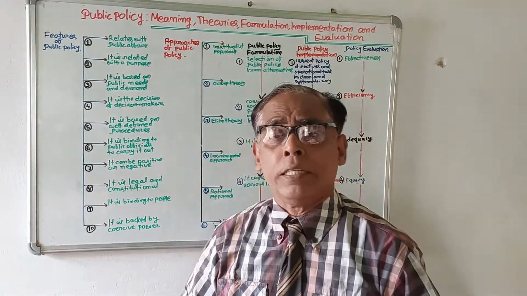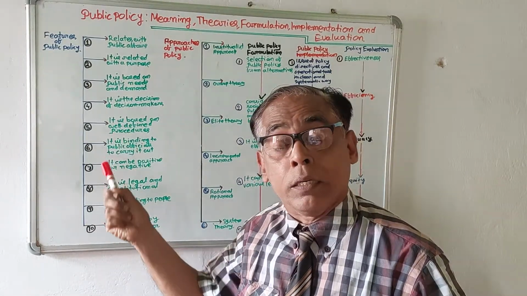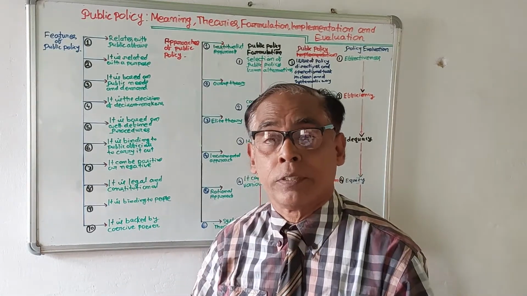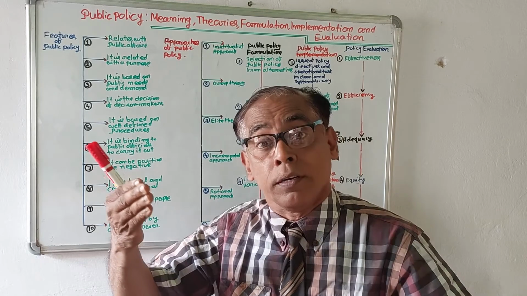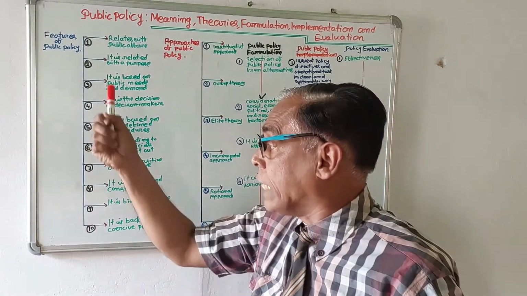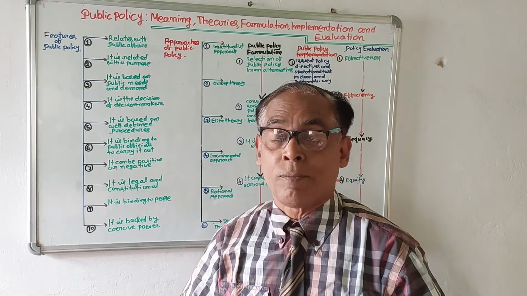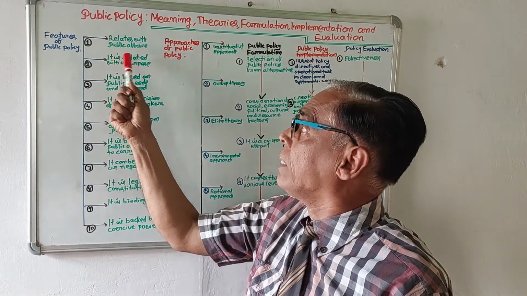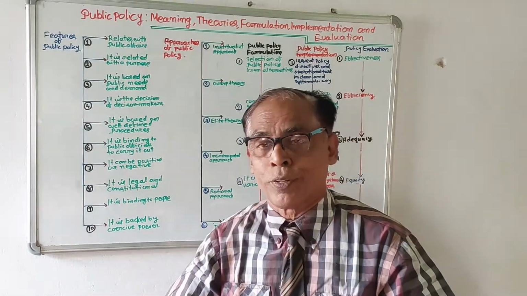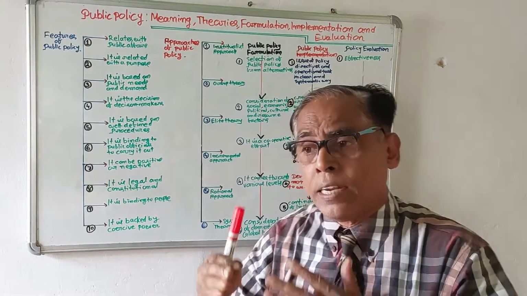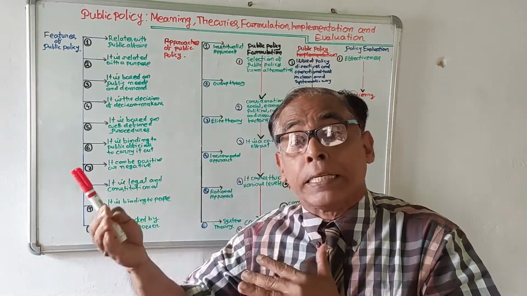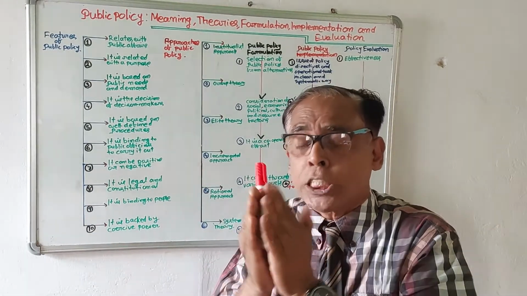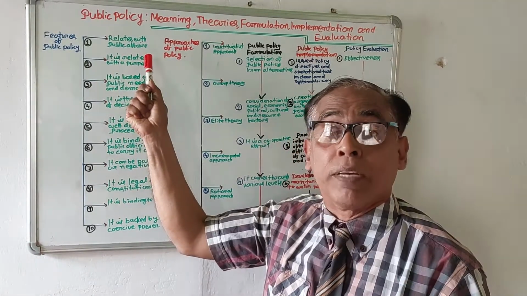In public policy, as many as 10 important principles are observed. These 10 principles make the public policy more real. The first principle is that it relates with public affairs. The first feature of public policy is that it relates with people in general. It does not relate with individual affairs.